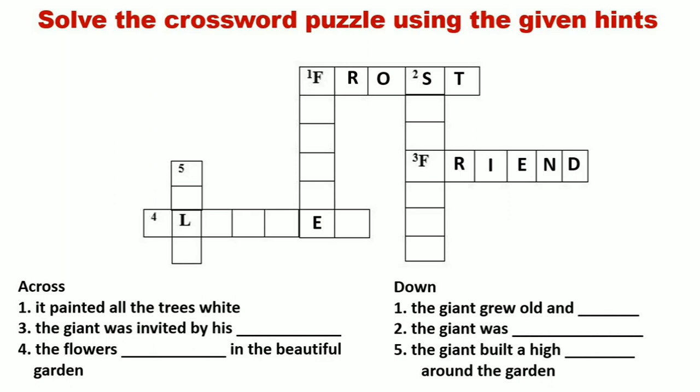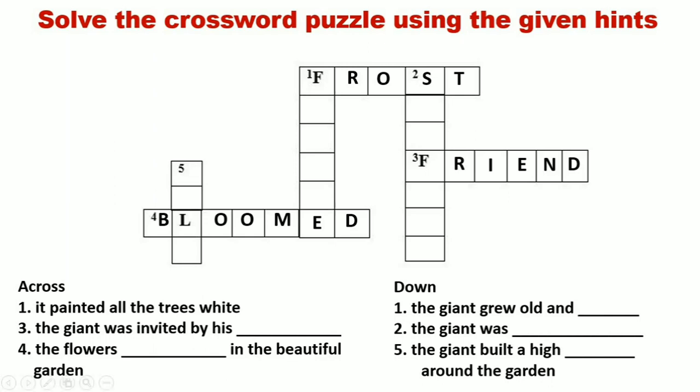So what is the spelling of bloomed? Okay, let's start writing. B, L is already written for you. O, O, M, again E is written for you. D. So the spelling of bloomed is B-L-O-O-M-E-D. Bloomed. Well done, children. We have solved across. Now we will solve down.